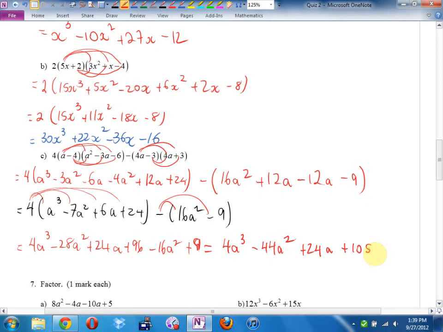That's a tough question. That's approaching but not quite getting to unfairly tough. In other words, if you got that right, you're in good shape for this particular concept of FOIL and gathering like terms and distribution and doing adding and subtracting of polynomials.